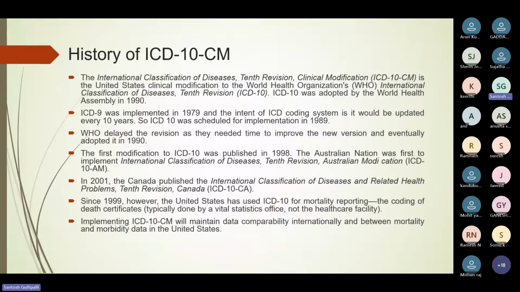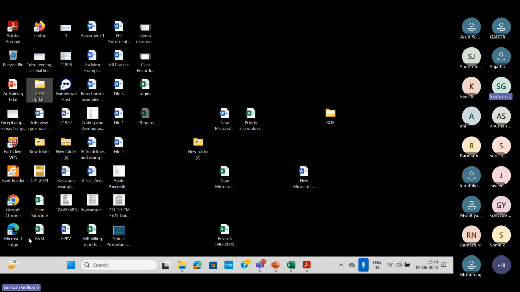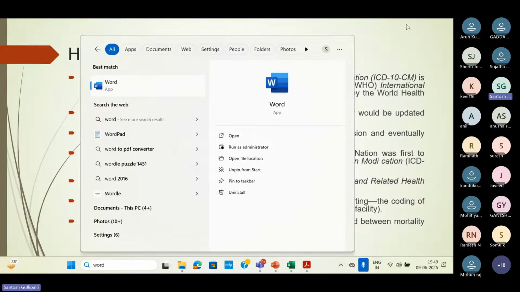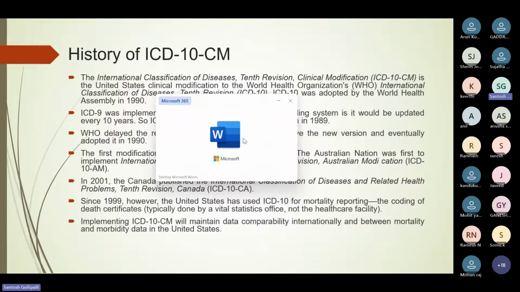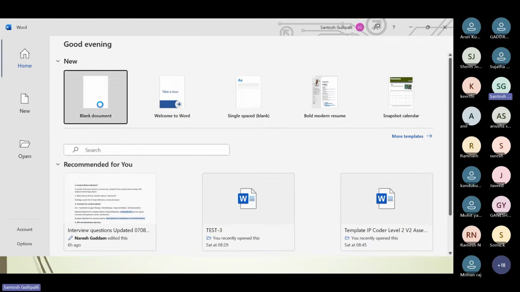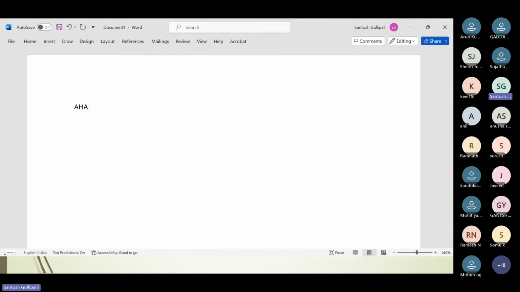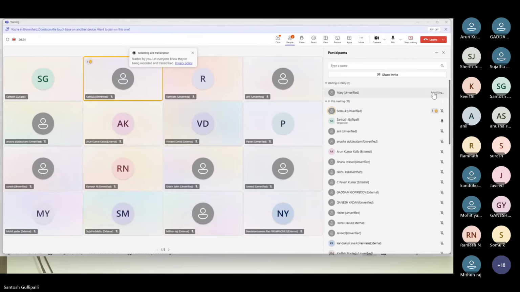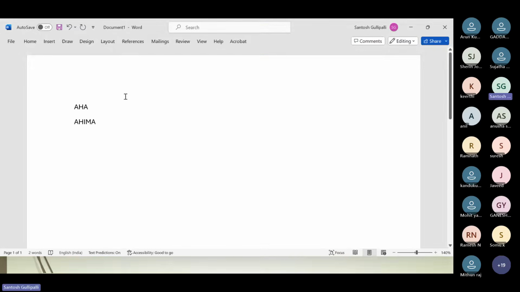First, the basics. History of ICD-10 CM. Basically, ICD-10 CM is organized by four cooperative bodies in the USA. One is AHA, next one is AHIMA, next one is CMS, next one is NCHS.